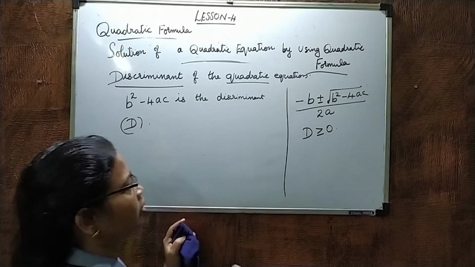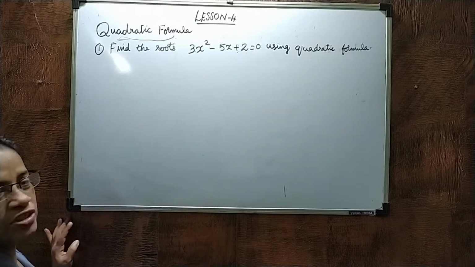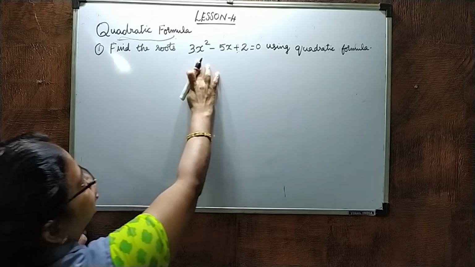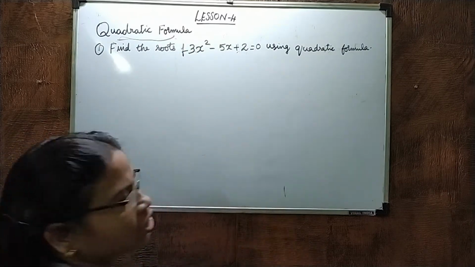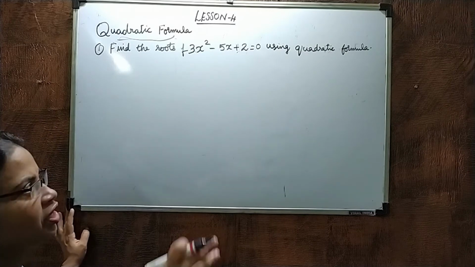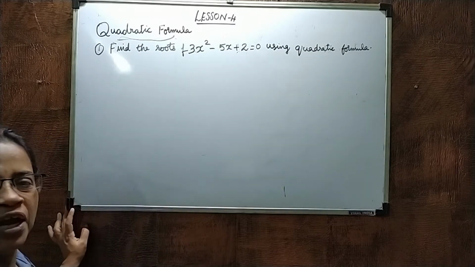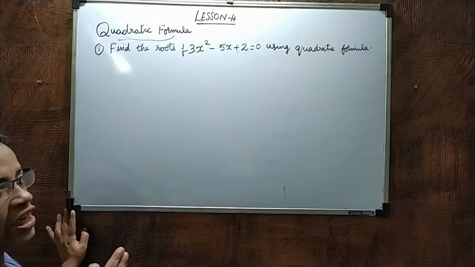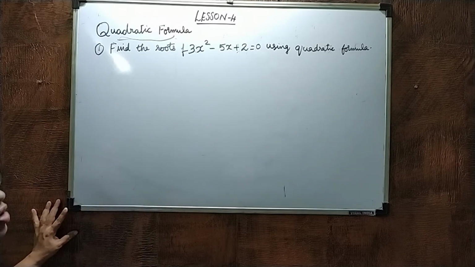Clear? Okay. Now we will do the problems. Now this is the first question. Find the roots of 3x square minus 5x plus 2 equal to 0 using quadratic formula. They already specified that you only use the quadratic formula. If you take this one as splitting the middle term also, you will get the same answer. Now I will check this quadratic formula first.